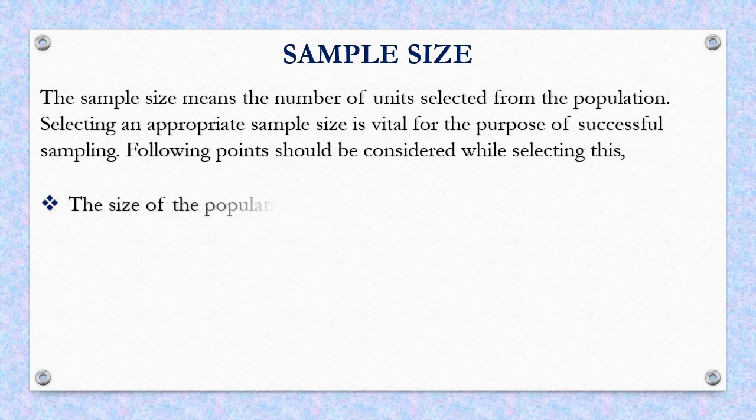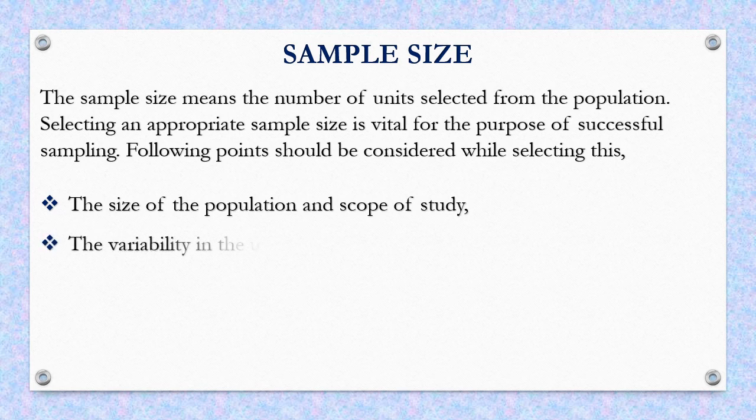The first condition, the size of the population and scope of study. What is the size of the population and how deeply do we want to study that population? If we just want to study something like a general characteristic, we can take a smaller sample. But if we want to go deeper, we want to research some unknown parts of that population, then we may need a bigger sample.